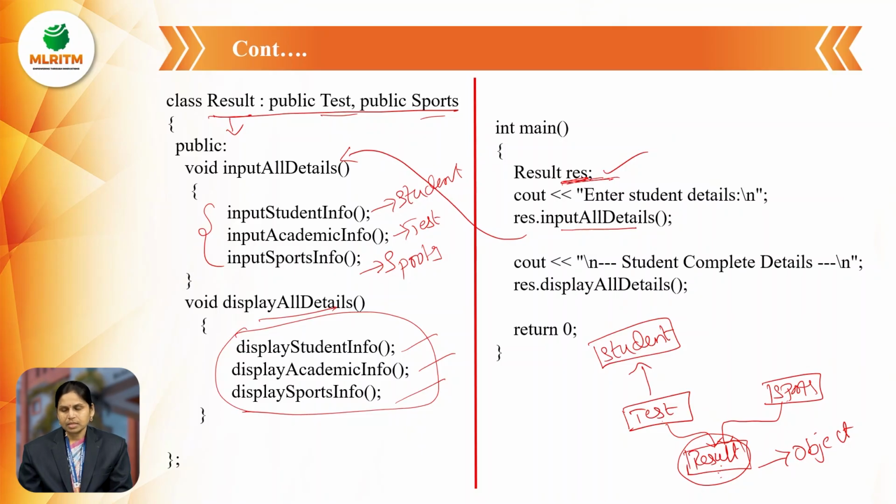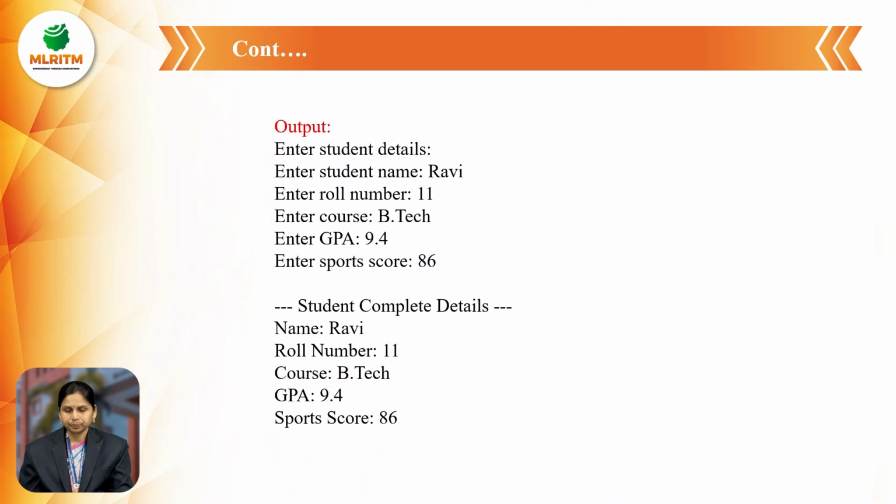So when we go through this example, we can easily understand what hybrid inheritance is. You can use any combination of the inheritance, and we will get hybrid inheritance. Is that clear? Now it is an output.